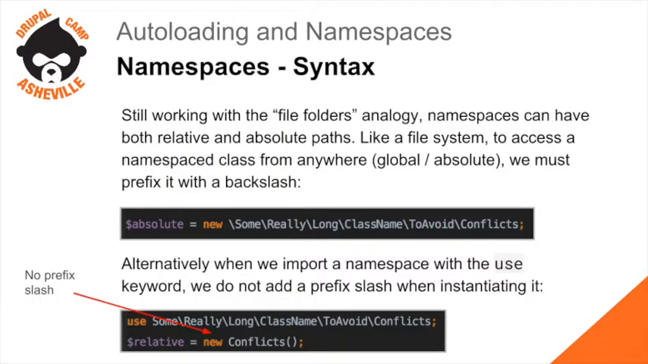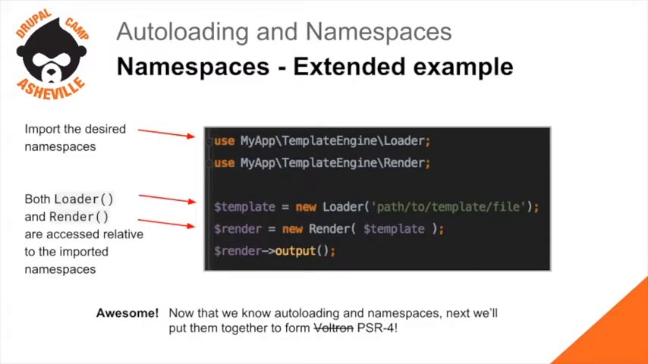Okay, so you've got global if you're starting at the top. You start with the slash. If you're relative, meaning within the current context or scope, you don't have a slash.